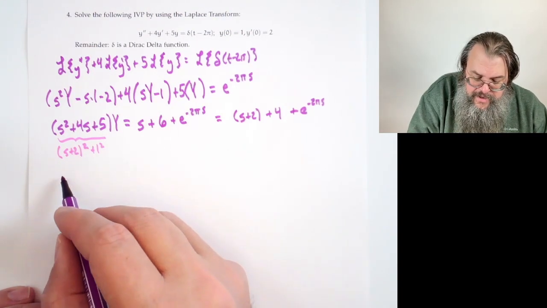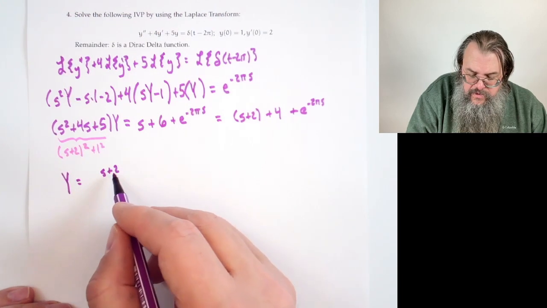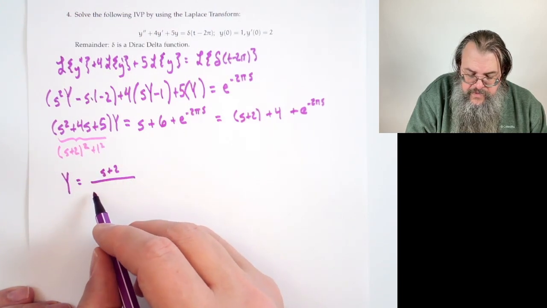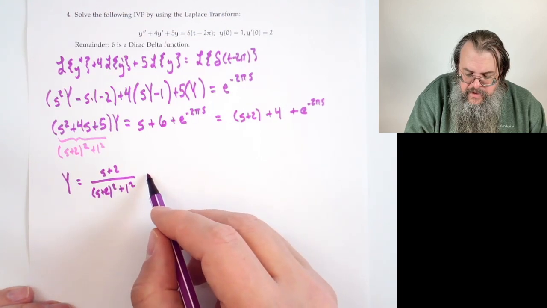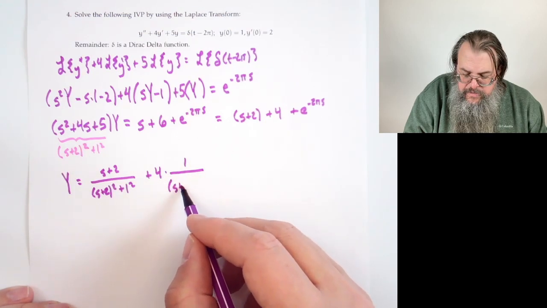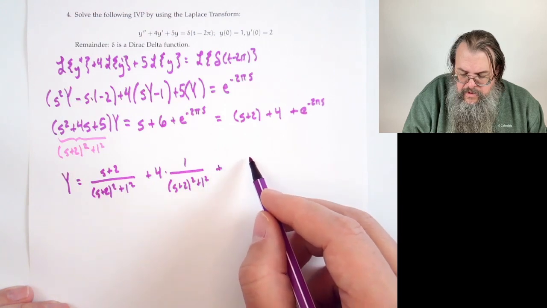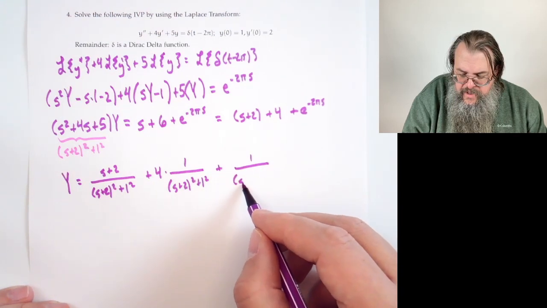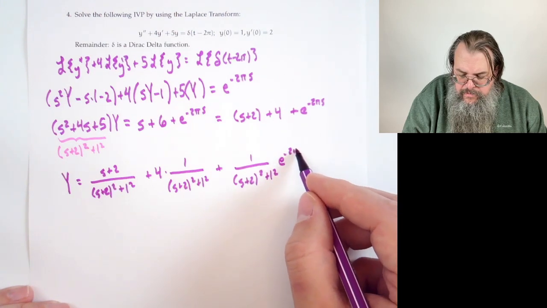So, in particular, we get that capital Y is s plus 2 over s plus 2 squared plus 1 squared, plus 4 times 1 over s plus 2 squared plus 1 squared, plus 1 over s plus 2 squared plus 1 squared times e to the minus 2 pi s.